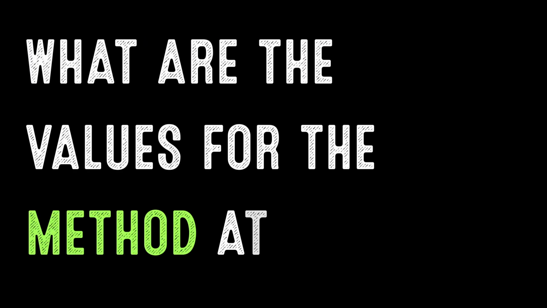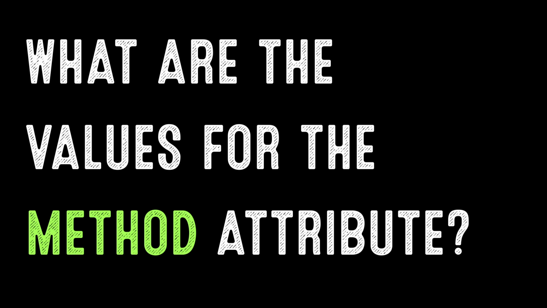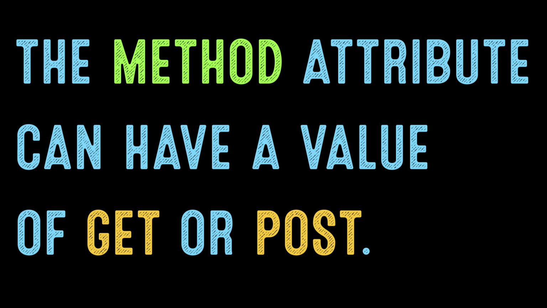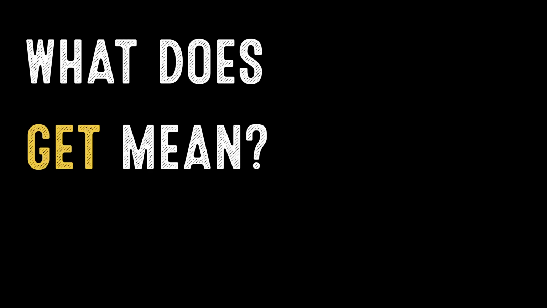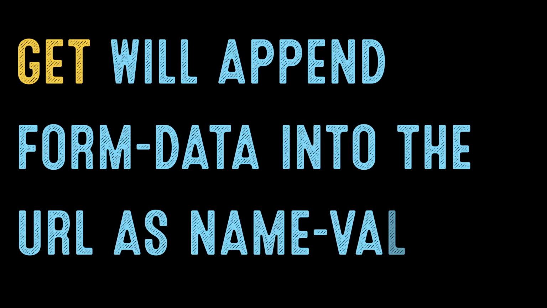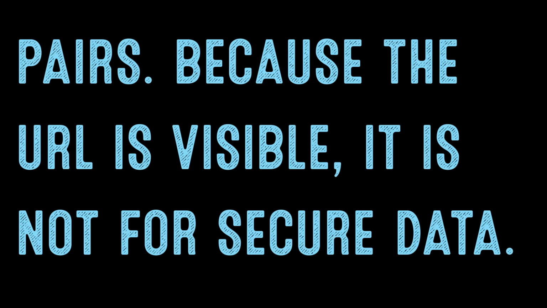What are the values for the method attribute? The method attribute can have a value of get or post. What does get mean? The get method is to send form data as URL variables. What does this mean? Get will append form data into the URL as name-value pairs. Because the URL is visible, it is not for secure data.